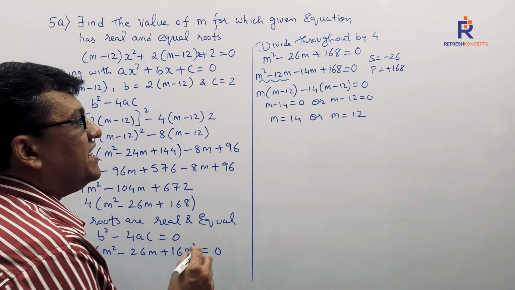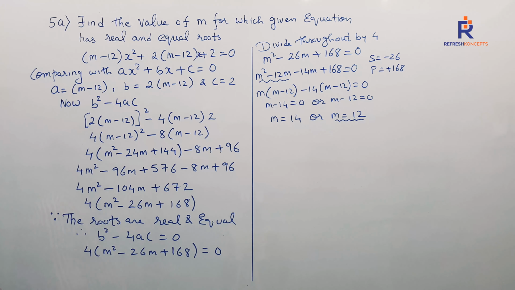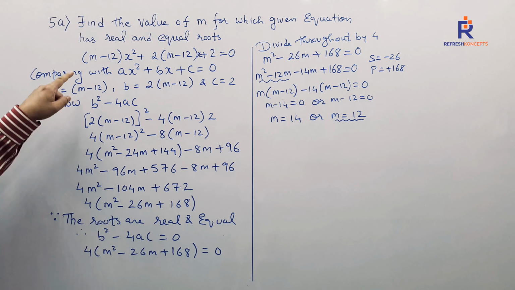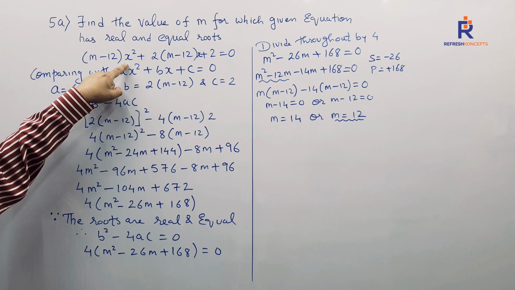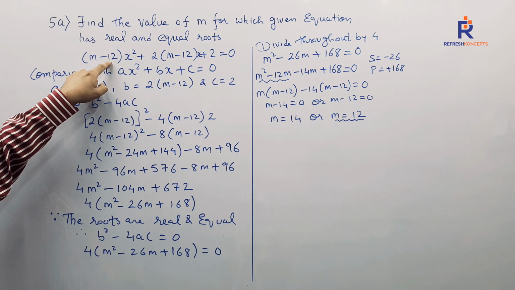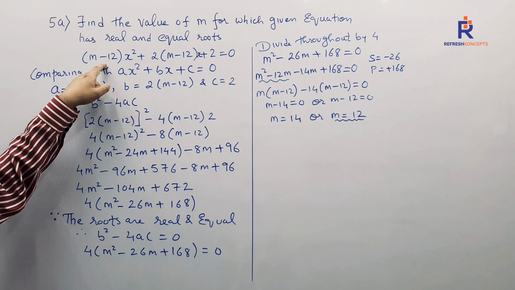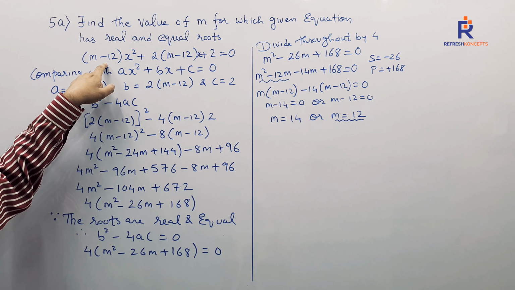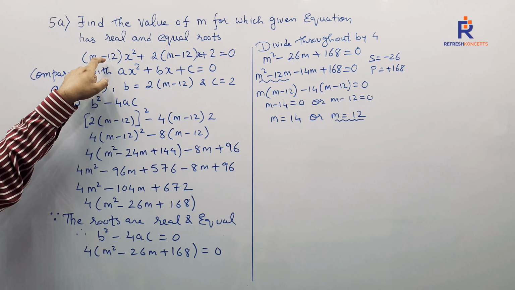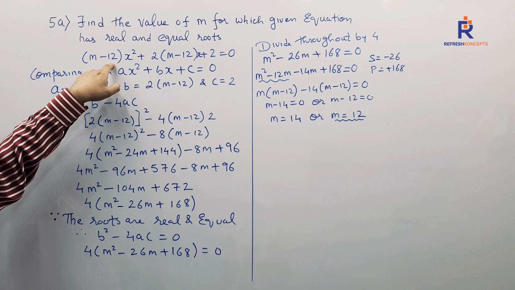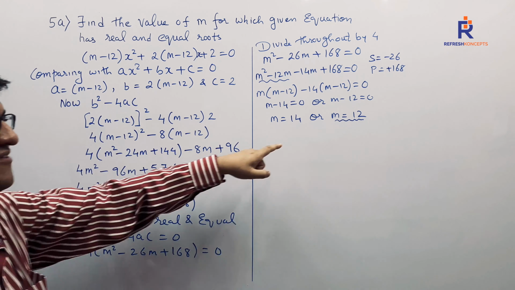I'll tell you. If I happen to take the value of m as 12, children, pay attention now, what was our question? Our question was (m minus 12) x square. So if I take m as 12, 12 minus 12 will be 0, and 0 into x square is 0. The coefficient of x square turns out to be 0. Eventually, it will no longer be a quadratic equation if we take m as 12. So we are not supposed to take m as 12. So we have to discard this.